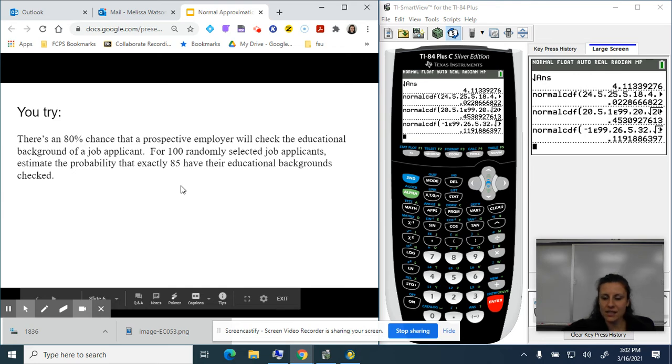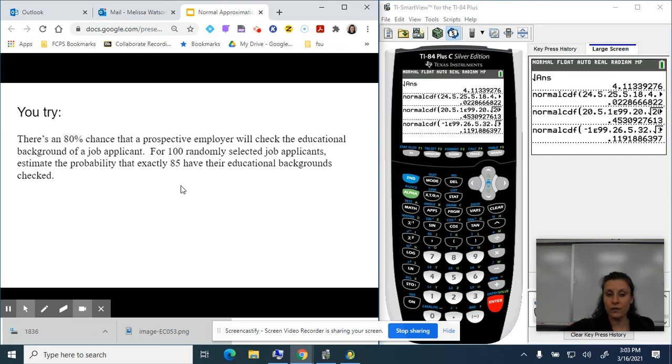Okay, this last example is a U-try. So read through that, see if you can find the probability. Don't forget to check for normality and also think about boundaries because we always use boundaries for binomials. Pause the video here, see if you can find that probability, and then unpause the video to see the results.